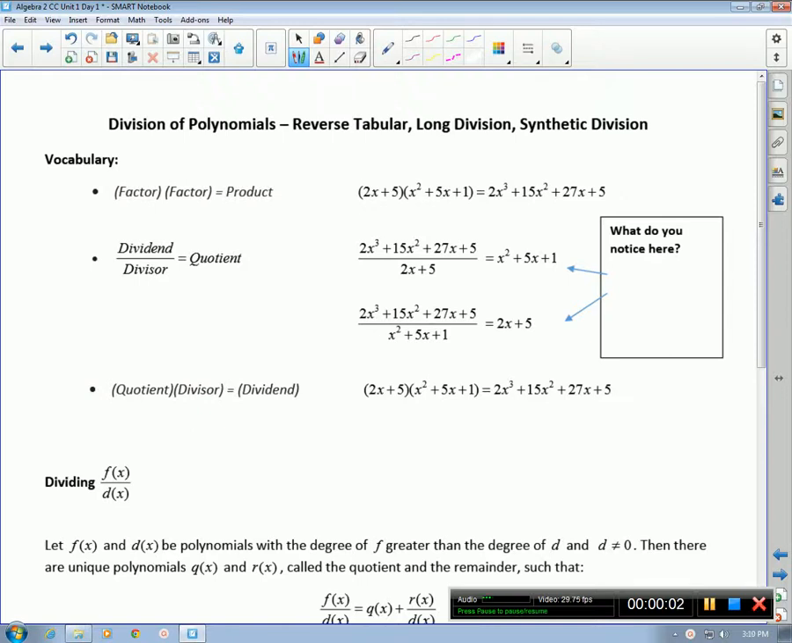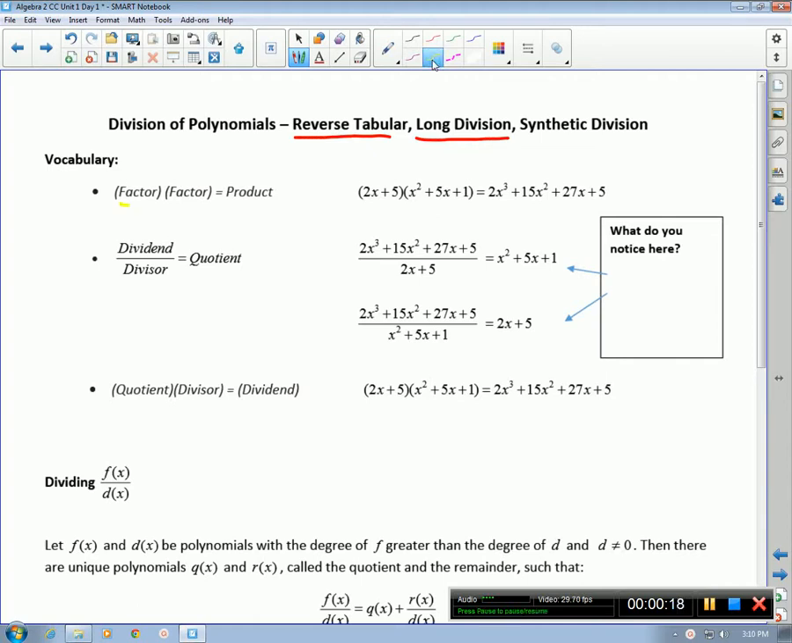Today's lesson is all on division of polynomials. We're going to use two methods, the reverse tabular method and the long division method. Synthetic division will be in a different lesson. So first, a little vocabulary.